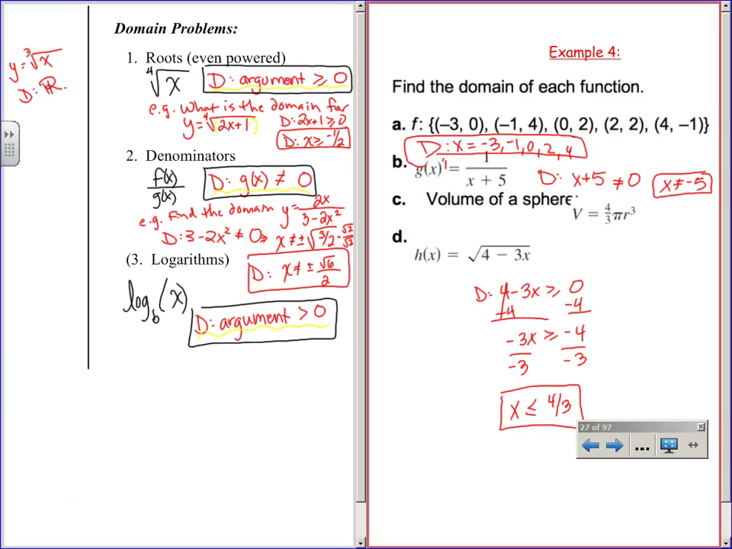Volume of a sphere. What kind of object is a sphere? Is it an imaginary one or a real one? All right. So if it's a real one, it has to have real measurements, right? Okay. So if we're thinking domain of a sphere, do you think we're asking about the R values or the V values? Why R, Tony?